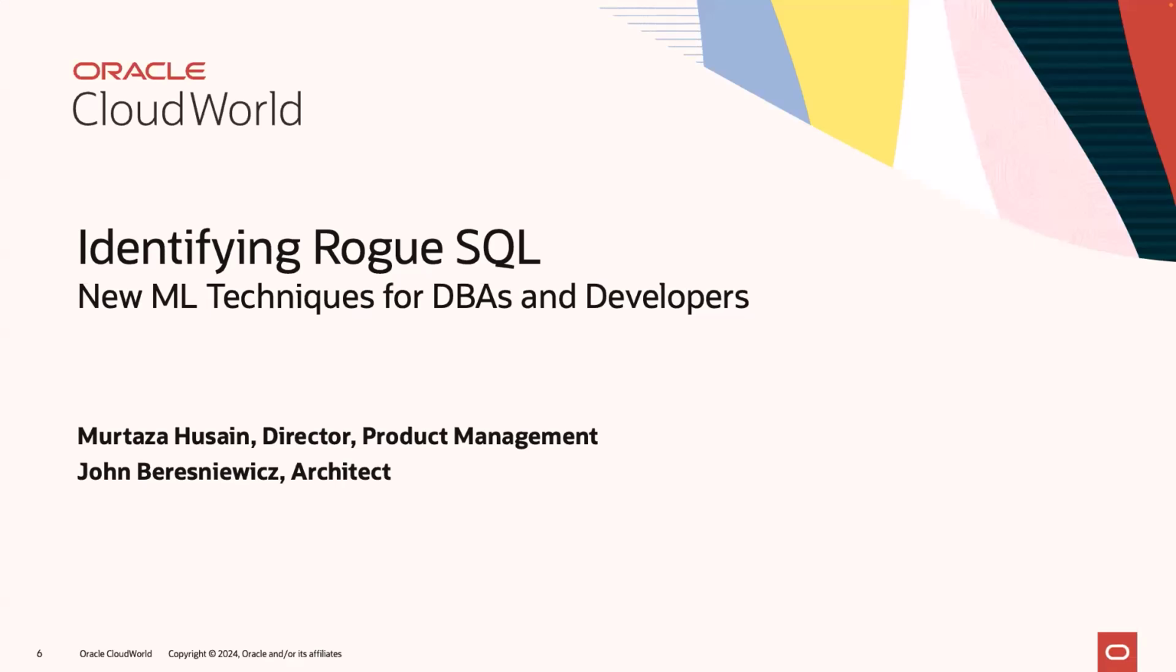All right. With that, a quick overview about myself. My name is Murtaza Hussain. I'm part of Director Product Management within Observability Management team. And I'm here accompanied today with John. He's an architect within OCI Ops Insight Service.